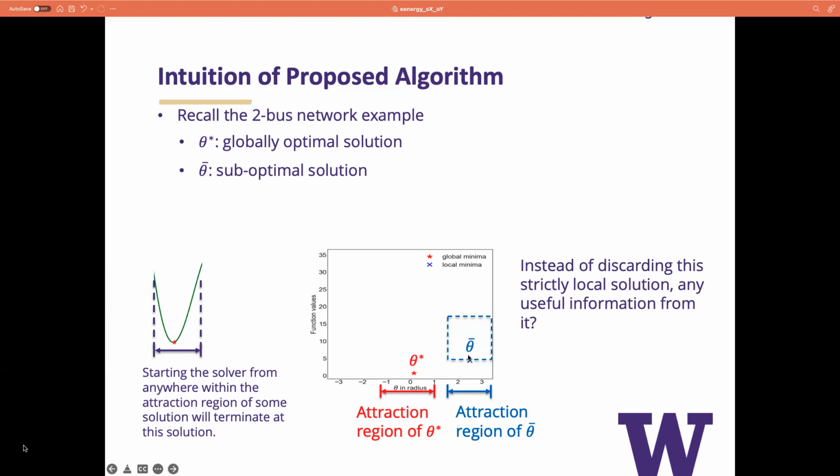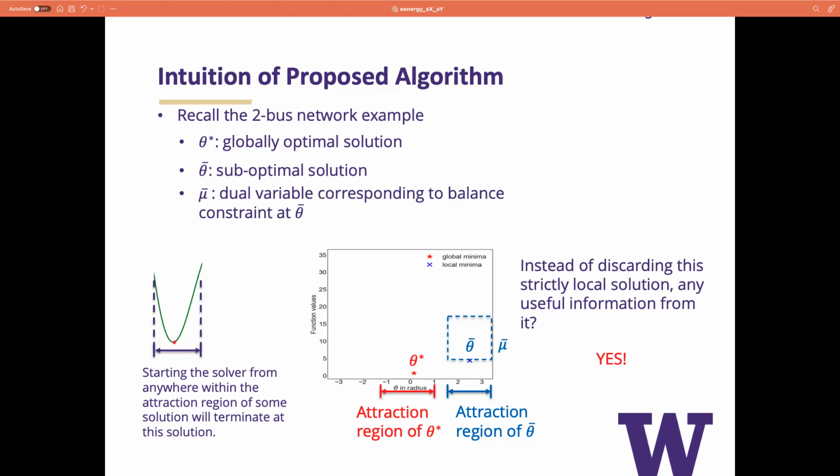If we are using the randomized approach, because we don't know if this is optimal or not, we may ignore this solution and keep choosing other different initial points. But instead of just ignoring this solution, we may want to ask, is there any useful information we can get from this solution, even if it is suboptimal? And the answer is yes.